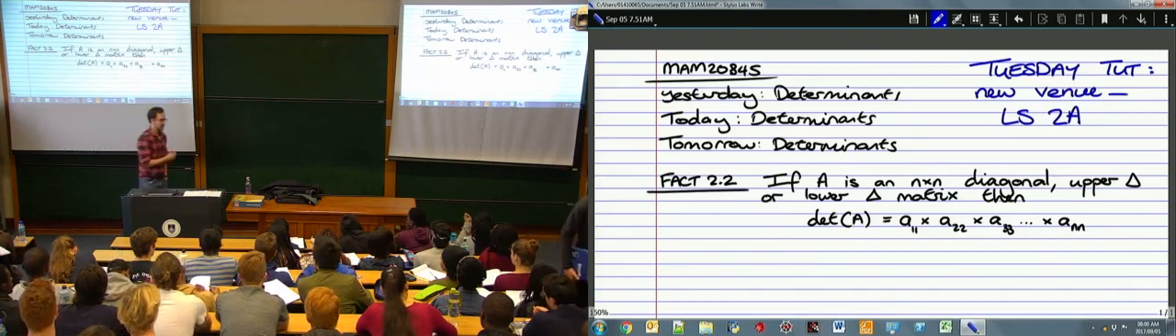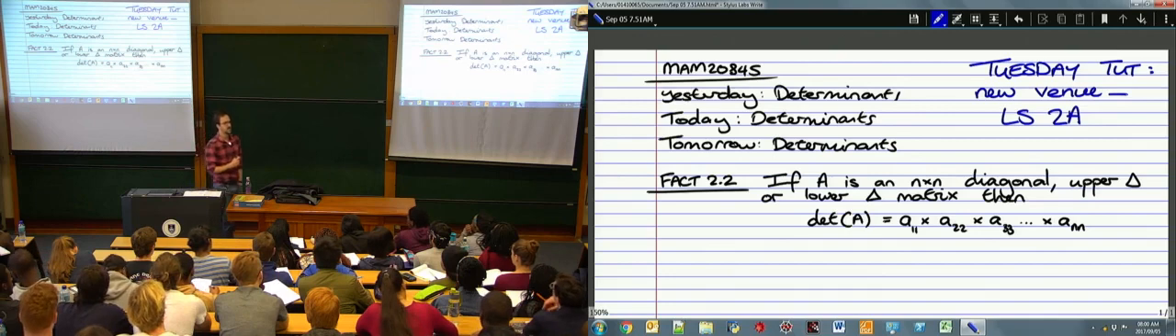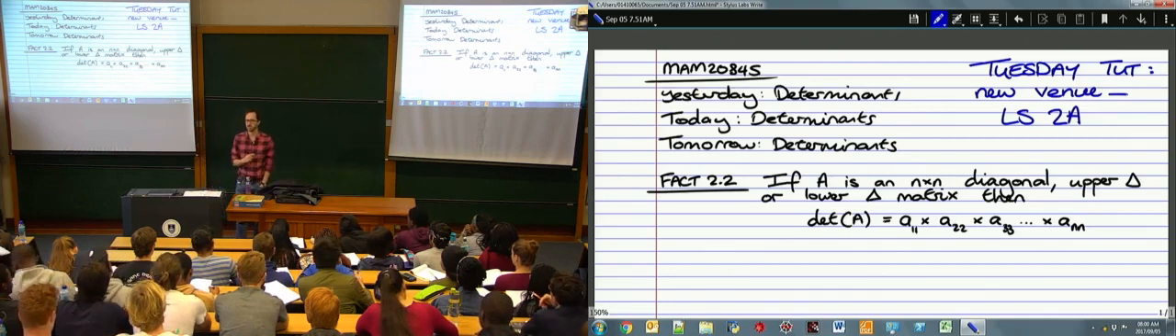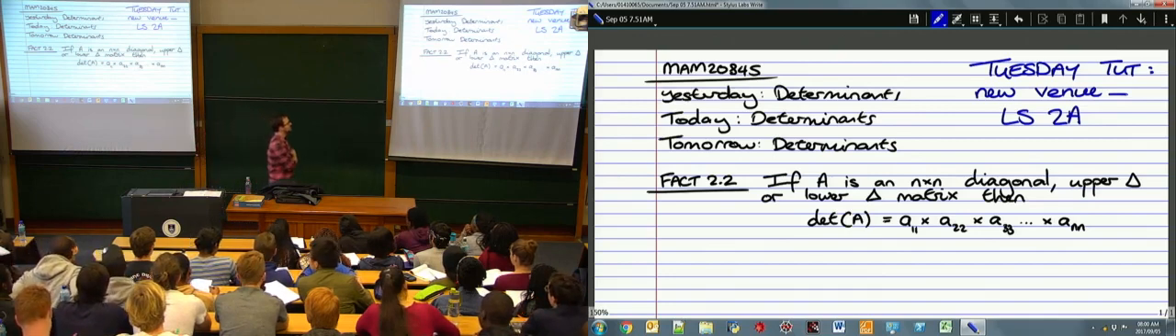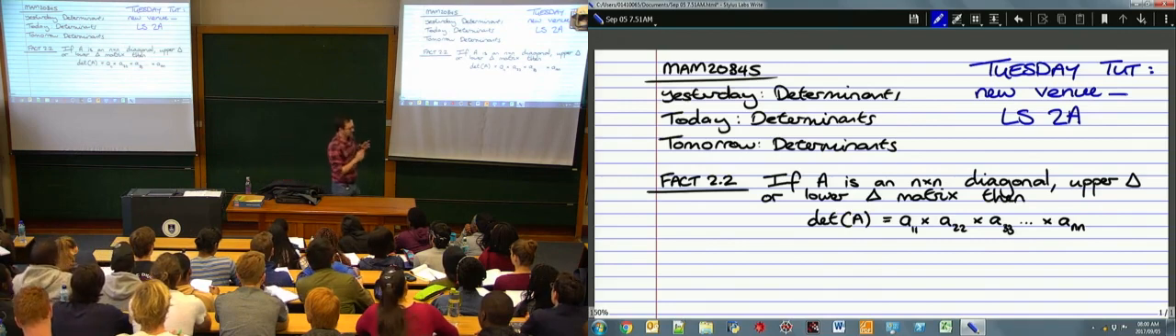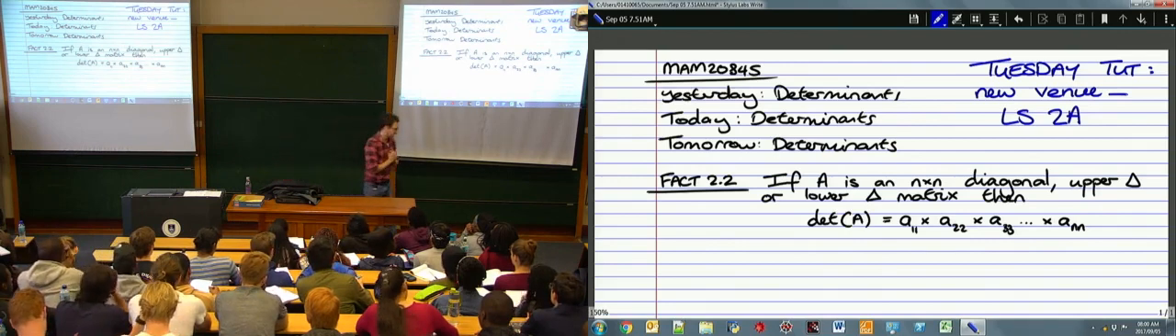The computation grows as n factorial, right? If you've got an n by n matrix, you've got to do basically n factorial 2x2 determinants. And that's a lot. So we're going to try to see if there's a better way to calculate determinants.